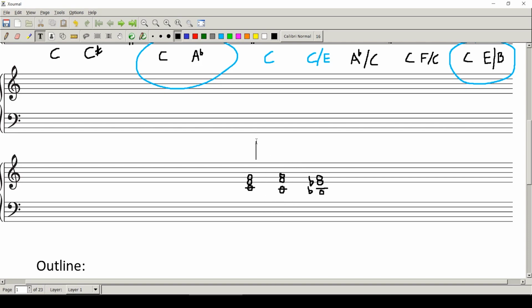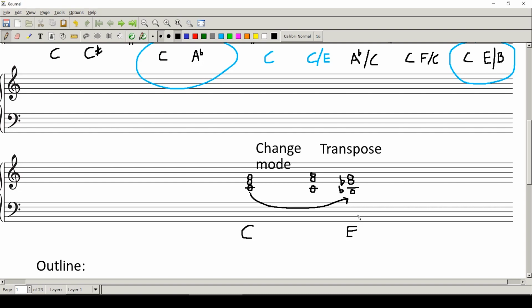So again, we change mode as the first step, and then transpose as the second step. And what that gives me overall is this progression from C major to E flat major, which is a downshift voice leading as we saw last time.